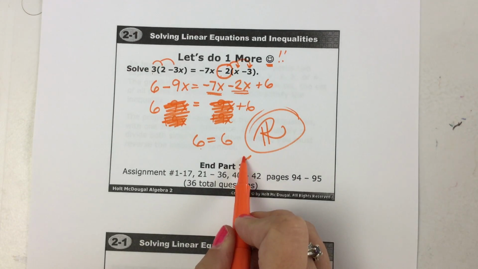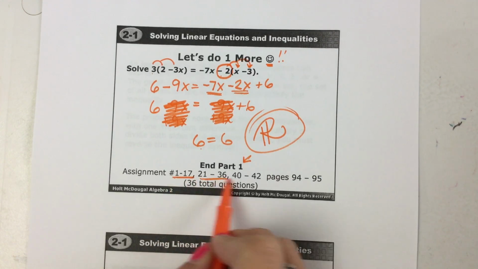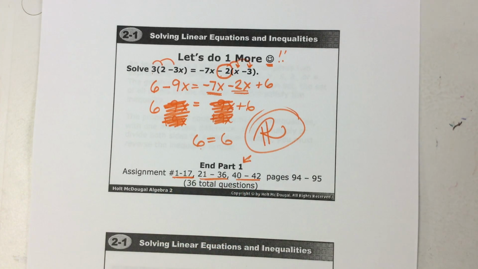We are just looking at the first half of 2.1. Your assignment, you are solving equations. You're looking at 1 to 17, then jump ahead 21 to 36, then do another little jump 40 to 42. You can find those questions on pages 94 and 95 in your textbook.